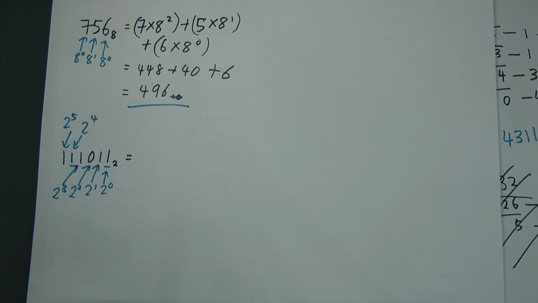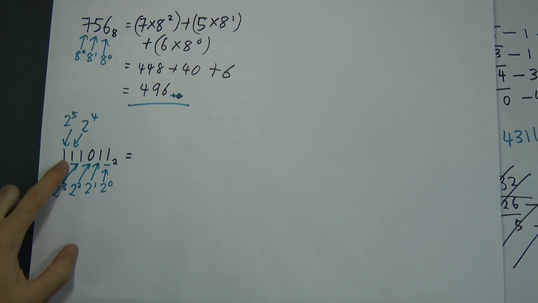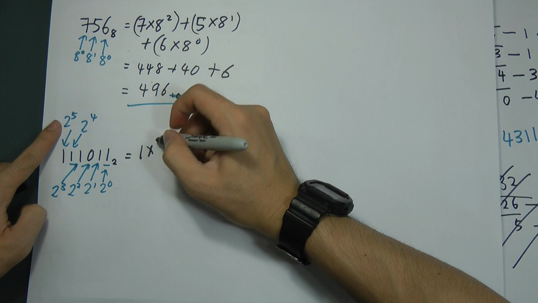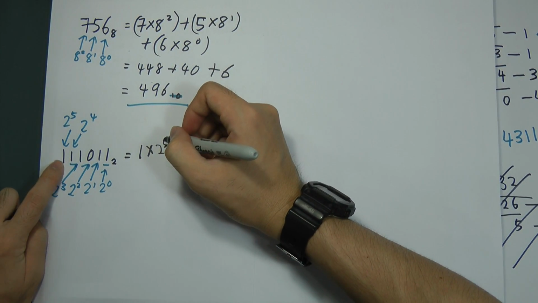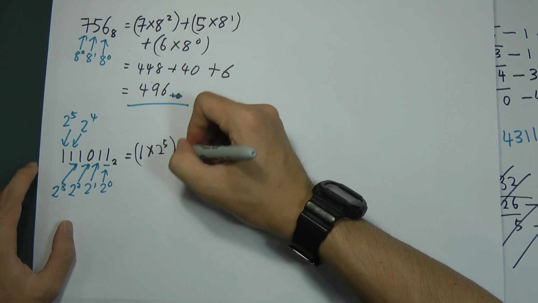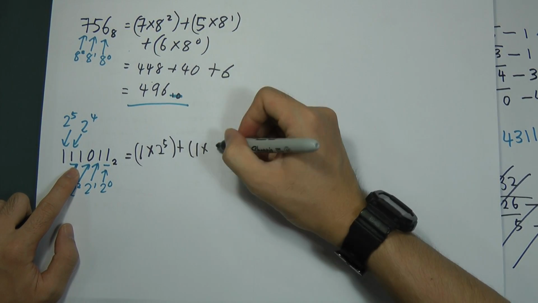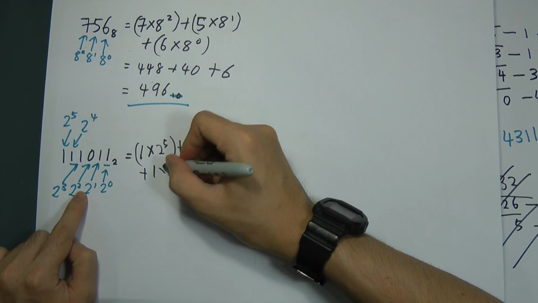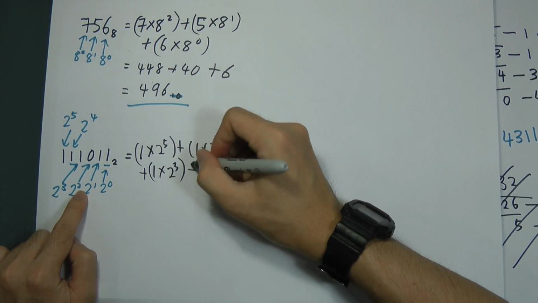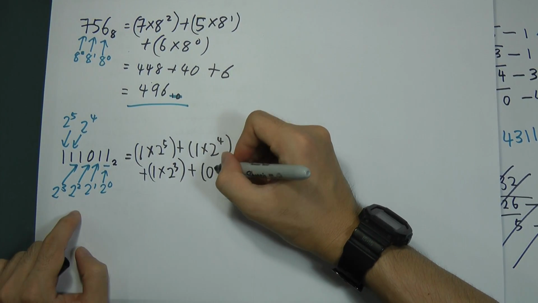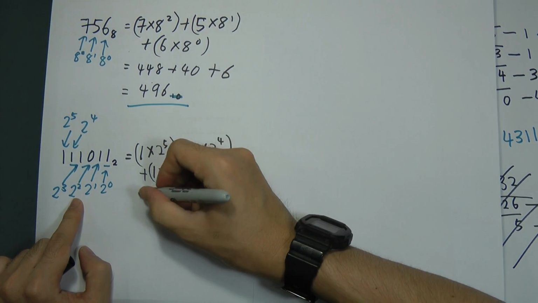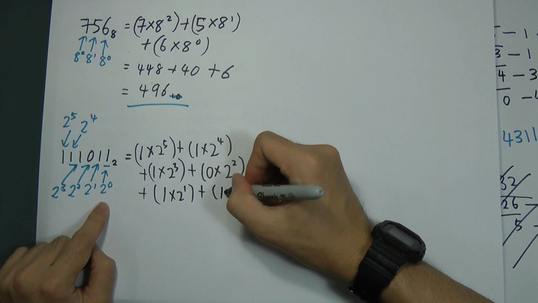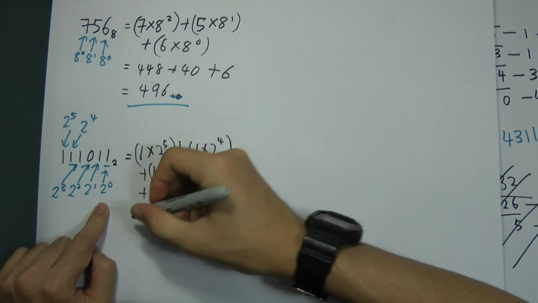Then you add together. From the front here, this one is 1 multiplied by 2 to the power of 5, because the value for this position is 2 to the power of 5. Plus 1 multiplied by 2 to the power of 4, plus 1 multiplied by 2 to the power of 3, plus 0 multiplied by 2 to the power of 2, plus 1 multiplied by 2 to the power of 1, plus 1 multiplied by 2 to the power of 0. Then you just sum it up.